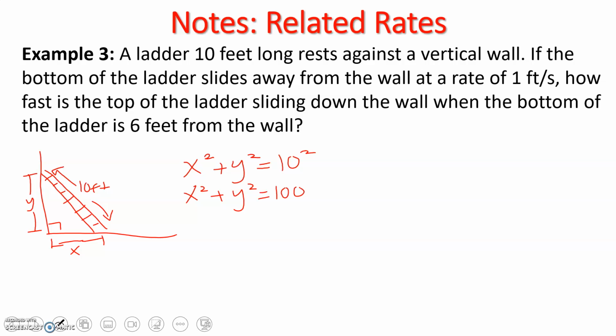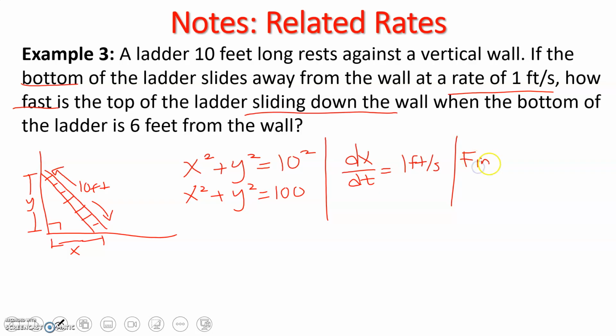Now, we know the bottom of the ladder is sliding away at a rate of 1 foot per second. So we know that dx/dt is 1 foot per second. We want to find how fast the ladder is sliding down. So we want to find dy/dt. Specifically, when the ladder is 6 feet from the wall. That is, when x is 6 feet.